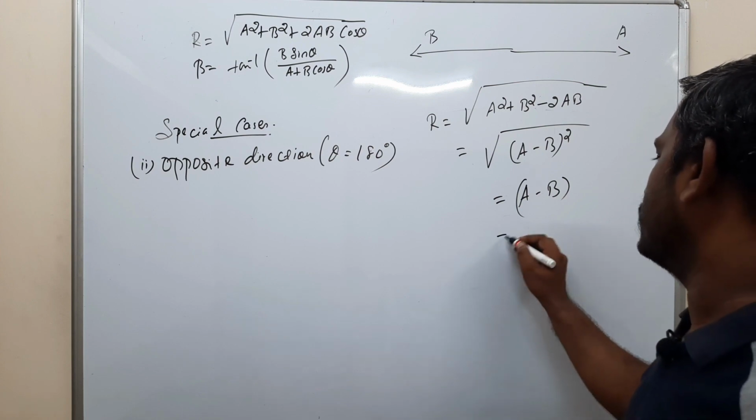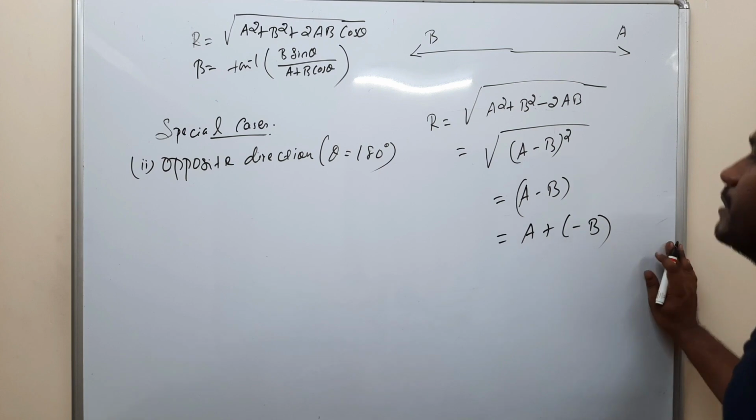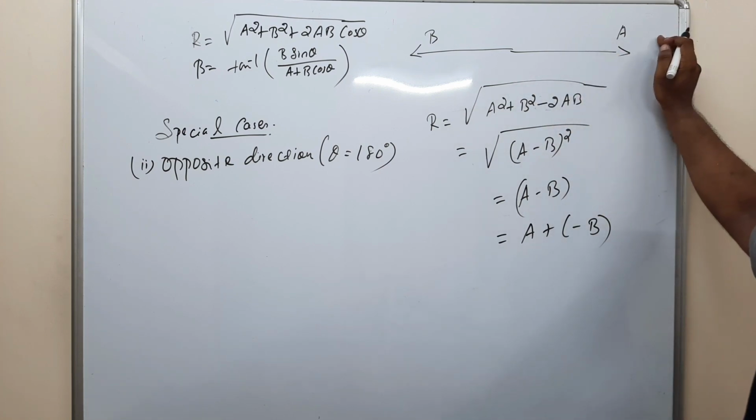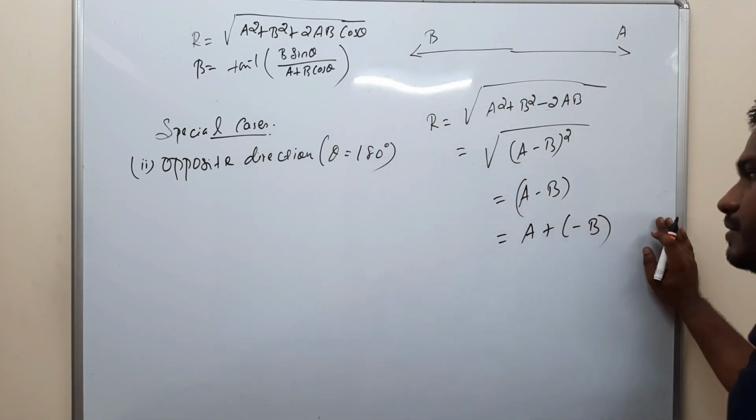So this is the resultant. We can write that as A plus minus B. This vector is acting in this direction, so that is positive A. This vector is acting in the opposite direction, that is minus B. A plus minus B.